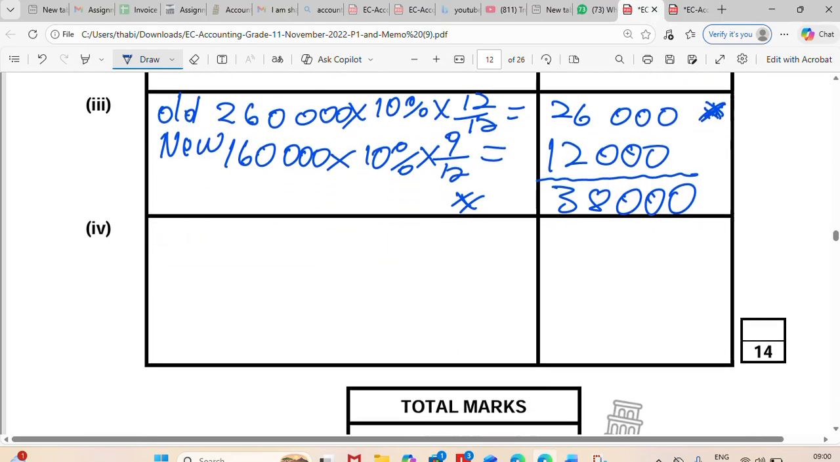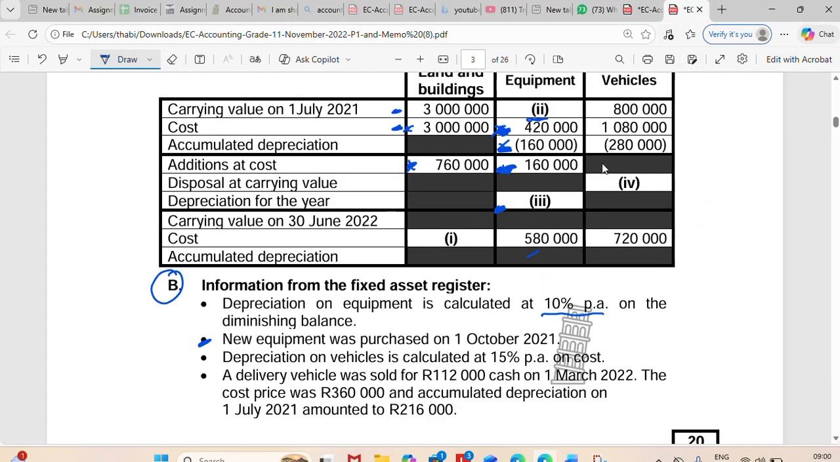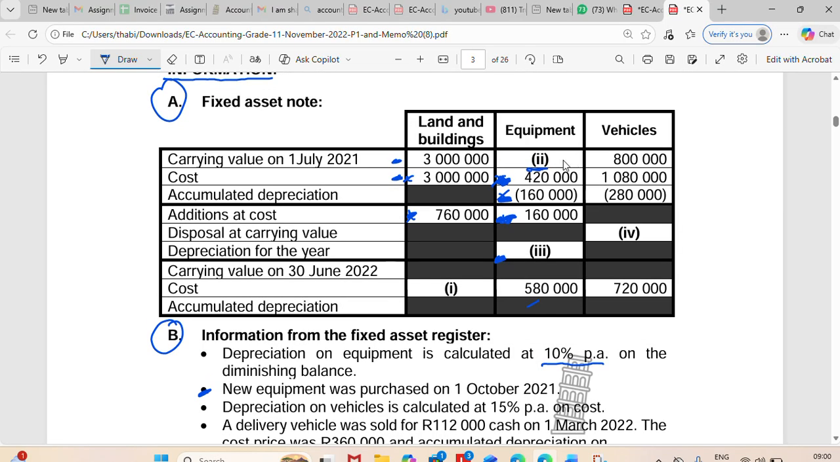The last question. The last part of that question, guys. Remember, we're going to also do the asset disposal account here. On vehicles, what's happening? Vehicles, we have the cost price at the end of the year, accumulated depreciation, the carrying value. But on vehicles, we need to calculate the disposal at carrying value. Disposal at carrying value. So which means what transpired? A vehicle was disposed. We sold a vehicle.